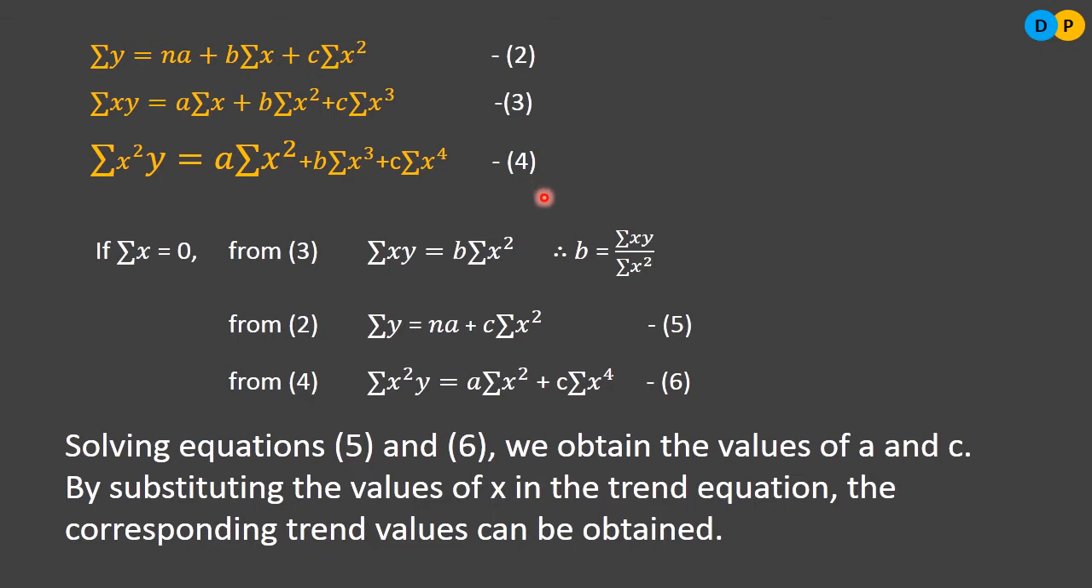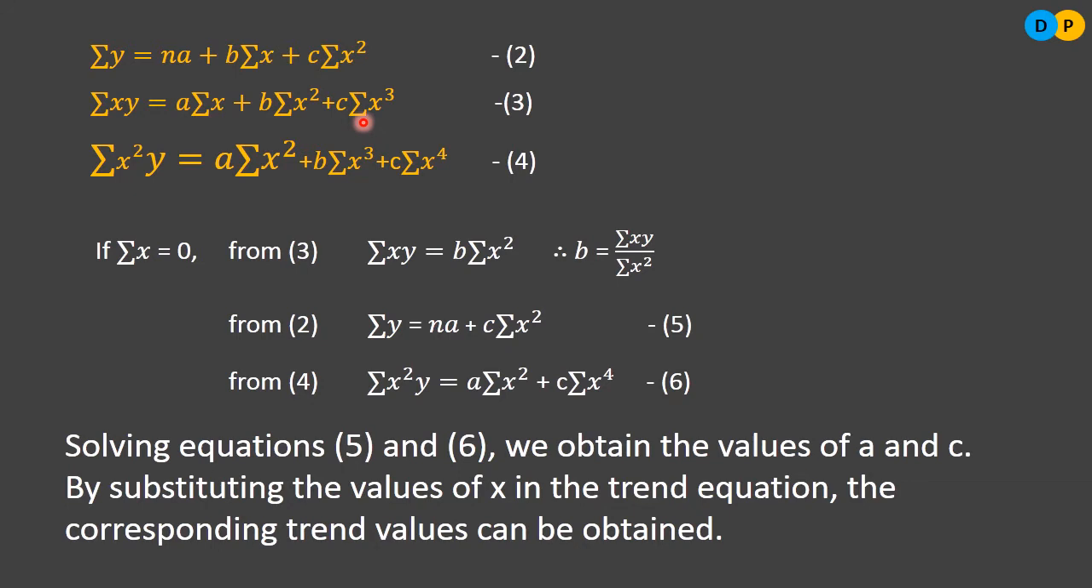So how to obtain the values for these three constants? We will go with the assumption that summation x is equal to 0. If summation x becomes 0, then what happens? We will consider the second equation. If summation x becomes 0, please notice that this complete term becomes 0. Similarly, c into summation x to the power 3 will also become 0. So summation x is 0, and similarly summation x to the power 3 is also 0. That's why these two terms will become 0.